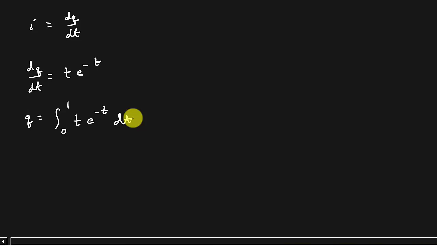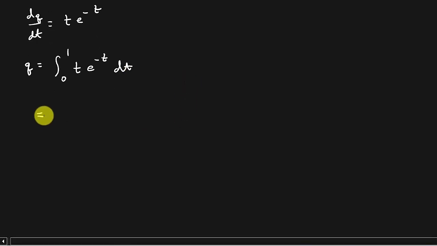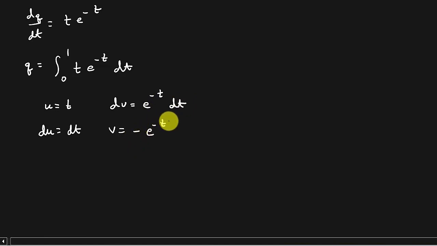And so we just got to integrate this thing. And that's going to be integration by parts. I'm going to have to do parts. So u equals t, dv equals e to the negative t dt. So du is dt, and dv is e to the negative t dt. And so if we integrate this, that's going to give us negative e to the negative t.